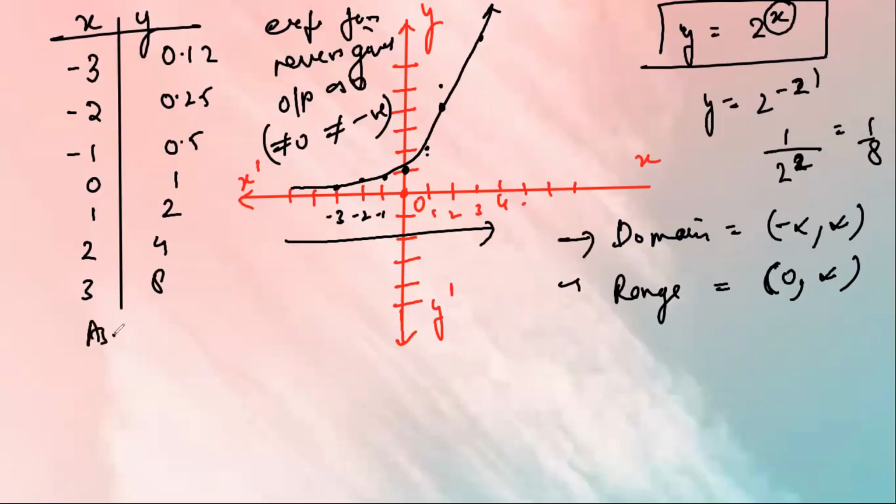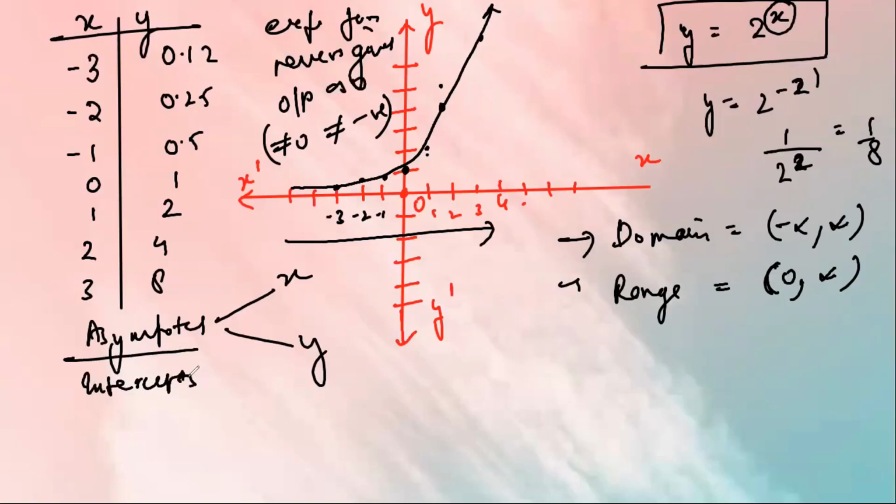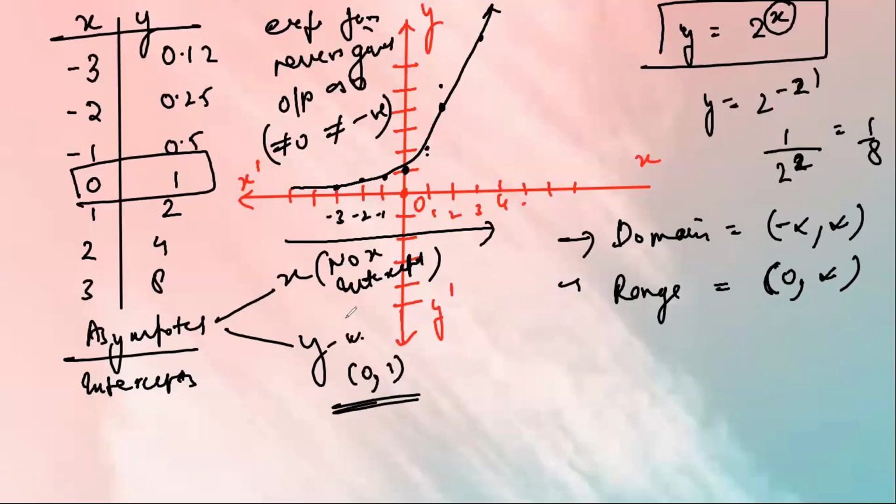Now, when we talk about the asymptotes or the intercepts, we have an x-intercept and a y-intercept. We know that exponential function will never give the output as 0. So output is not 0 means there is no x-intercept in exponential function. But if we talk about the y-intercept, y-intercept means x is 0, and at 0 what is the value? So this is my y-intercept. Okay, so four things we have discussed: domain, range, asymptotes, x and y intercepts.